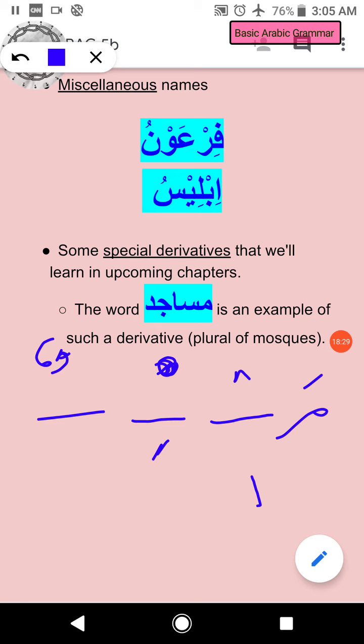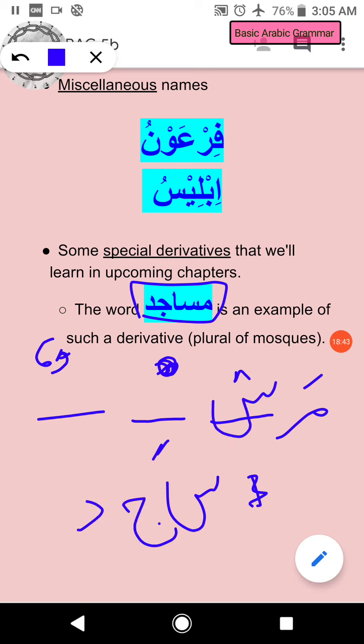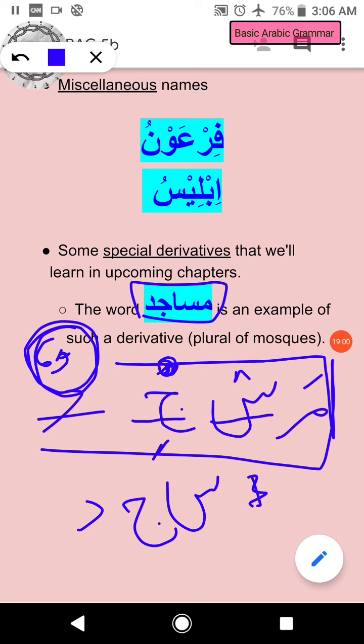All right, now I'll discuss this. But yeah, same root letters. Okay, Sin, Jim, and Dal, so it becomes Masajidun. Alright, now I can see this dun thing here, so this means that it is a munsarif ism and not a rare munsarif ism.